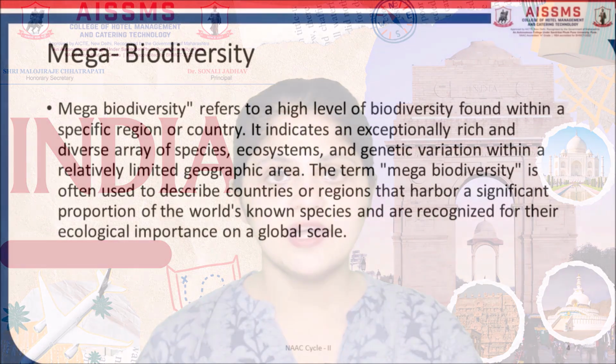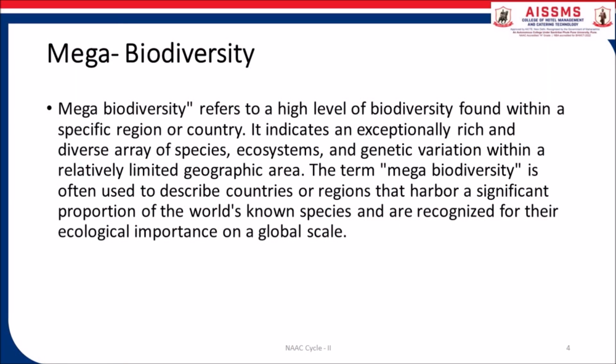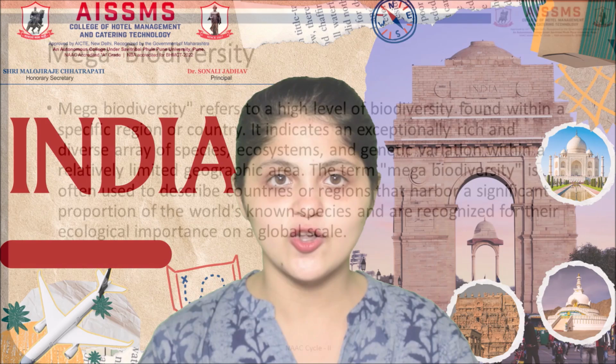Mega-biodiversity. Mega-biodiversity refers to a high level of biodiversity found within a specific region or a country. It indicates an exceptionally rich and diverse array of species, ecosystems, and genetic variations within a relatively limited geographic area. The term mega-biodiversity is often used to describe countries or regions that harbor a significant proportion of the world's known species and are recognized for their ecological importance on a global scale.